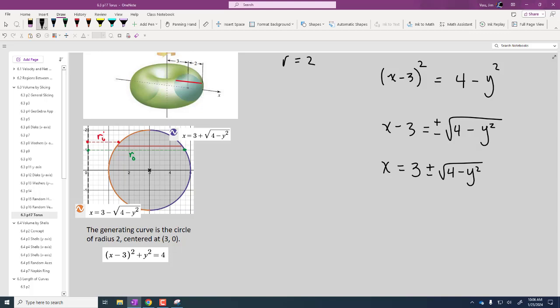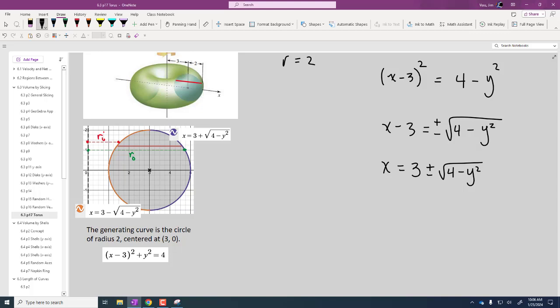Well, the 3 is in the middle. And if you add the square root, that moves you to the purple curve. And if you're at 3 in the middle and you subtract the square root, that moves you to the left curve. So the orange curve is going to be 3 minus, and the purple curve is going to be 3 plus. So that's how we take a circle and divide it into a left side and a right side.